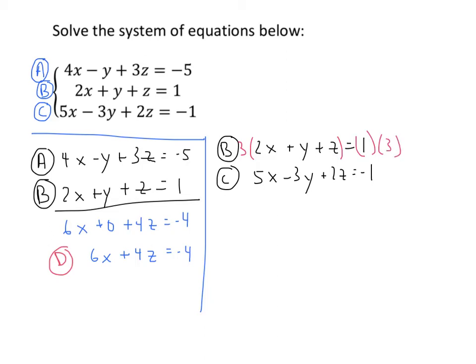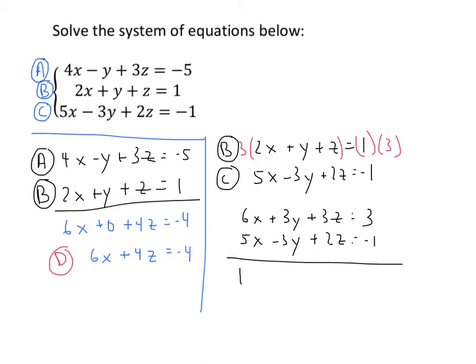Okay. Alright, so let's see what that would give me. That's going to give me 6x plus 3y plus 3z is equal to 3. And then equation C is 5x minus 3y plus 2z is equal to negative 1. Alright, so now let's add these 2 together. What do we get?